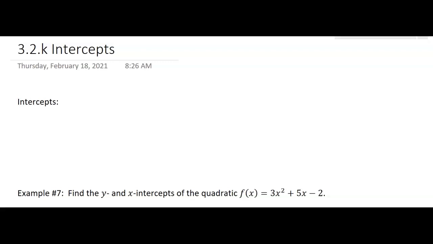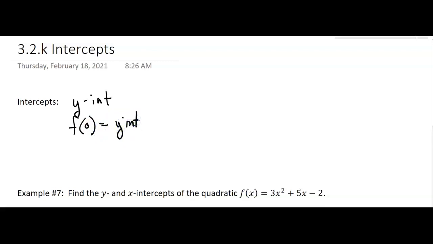So we're going to talk a little more about intercepts. There are y-intercepts and x-intercepts. And like I said, for quadratic functions, there's always going to be a y-intercept. To find the y-intercept, you find f of 0. That will equal the y-intercept.